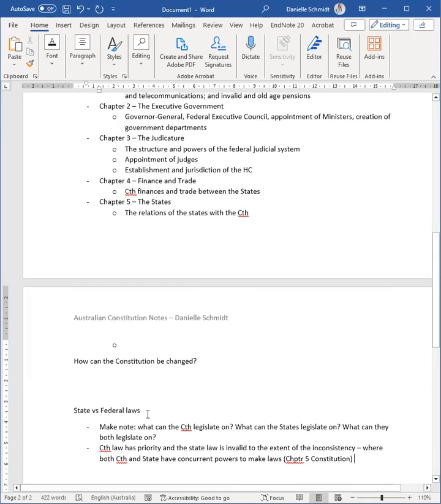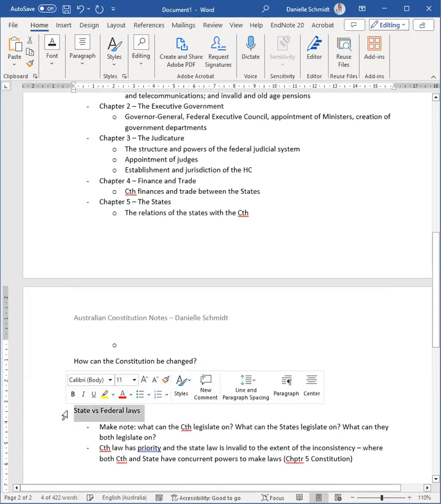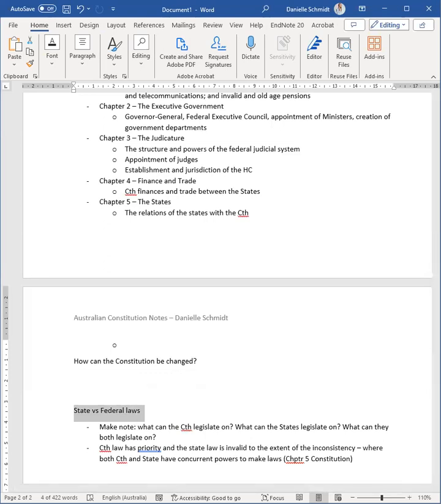Excellent. So we just need to make note of that because that does come up quite often in problem questions. What happens when the Commonwealth and the state legislate on the same thing and they complement each other? We're fine. Business as usual, carry on. If they are inconsistent or they clash or they can't be read together, then the Commonwealth law takes priority.